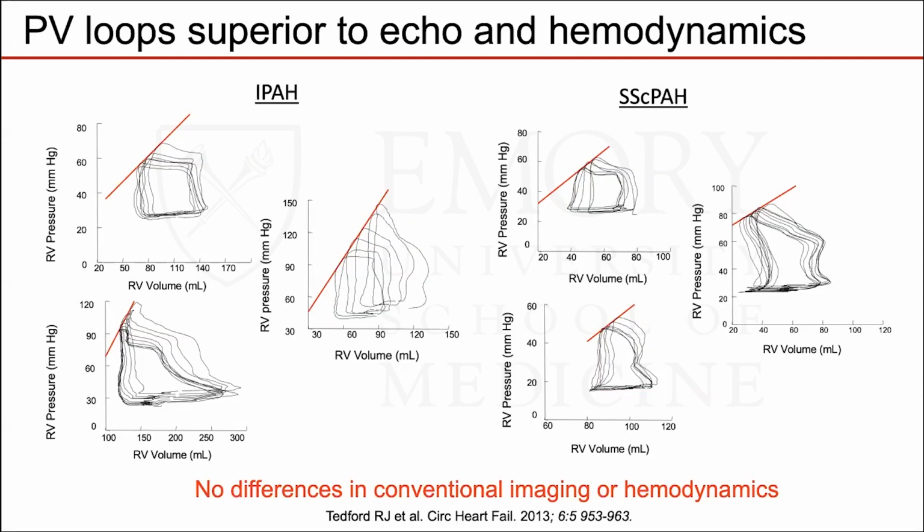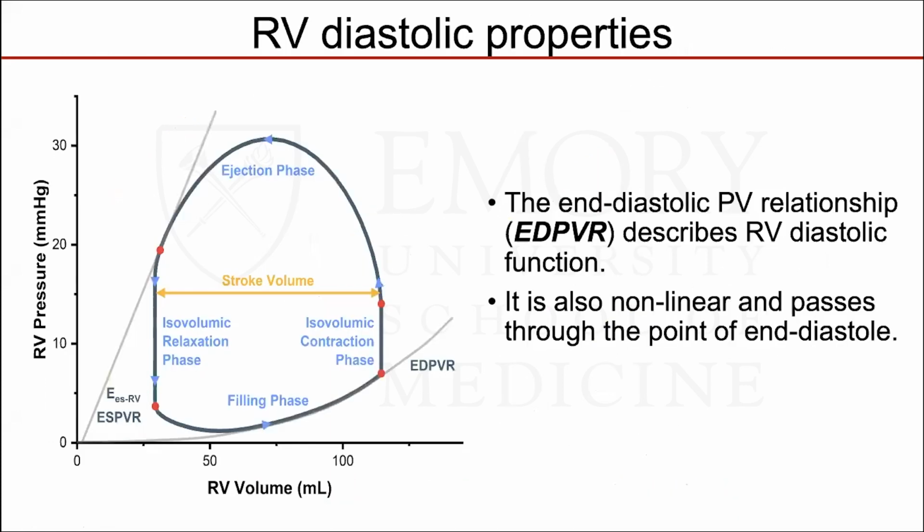So PV loops are actually superior to echo and hemodynamics in terms of measuring RV contractility. This study very clearly shows that they were able to get differences in RV contractility by performing PV loops even before, or even when, conventional imaging or hemodynamics was not able to identify any difference in RV function.